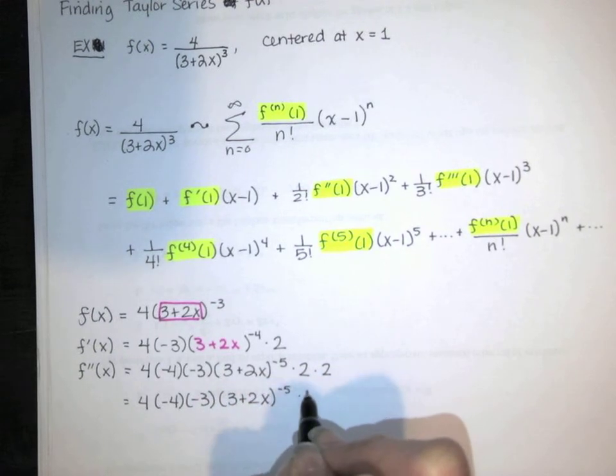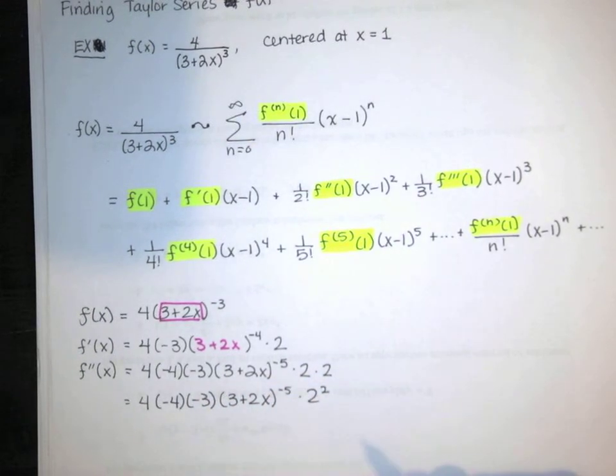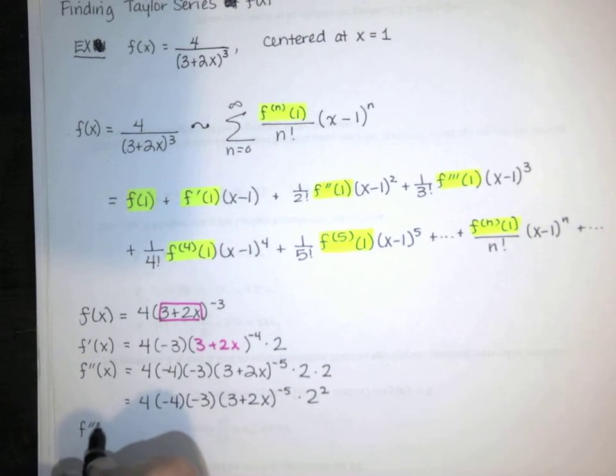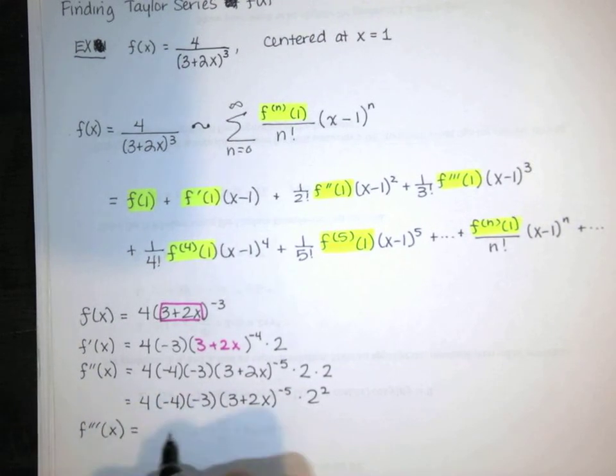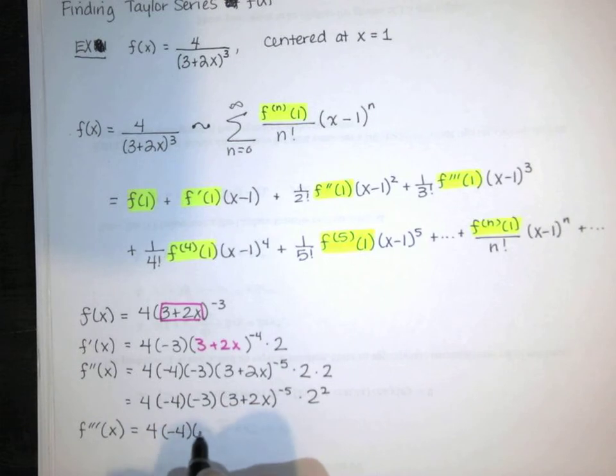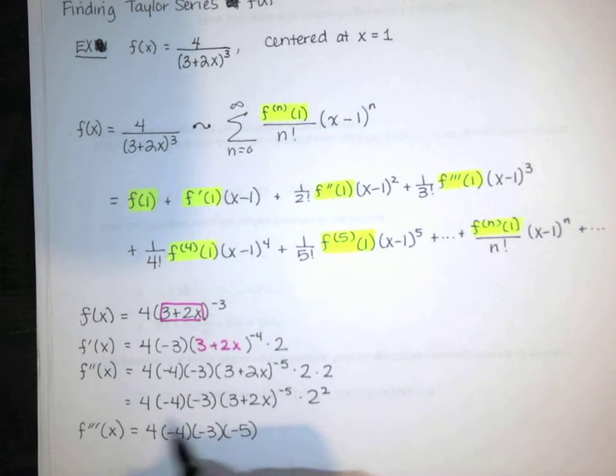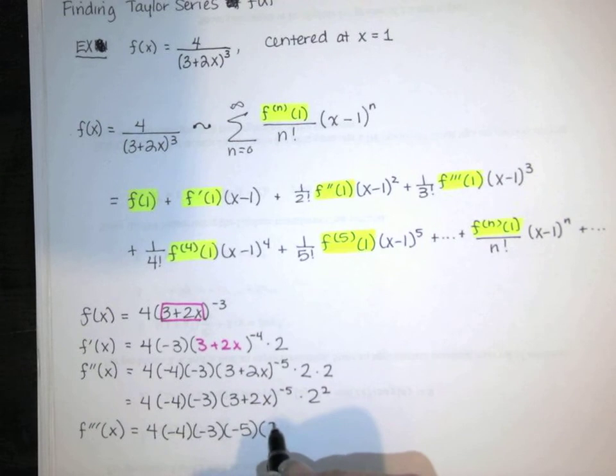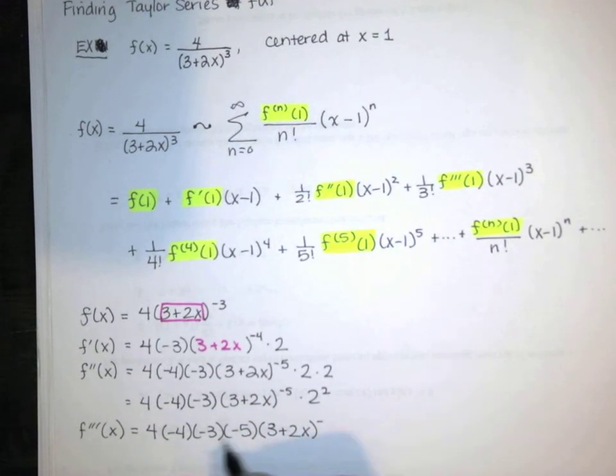I'm going to call that 2 squared and keep that in mind. Okay, let's take the third derivative. Bring the 4 down. We've got negative 4 times negative 3 times negative 5. Oops, maybe I should have written that in a different order. I will in a second.